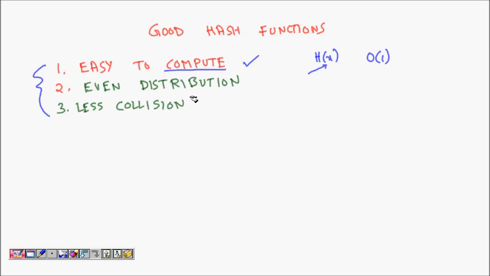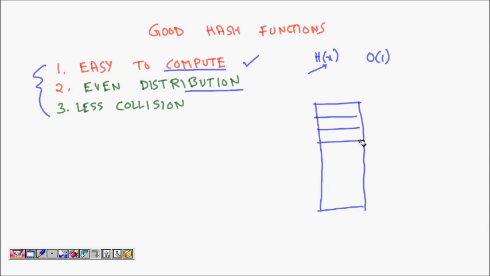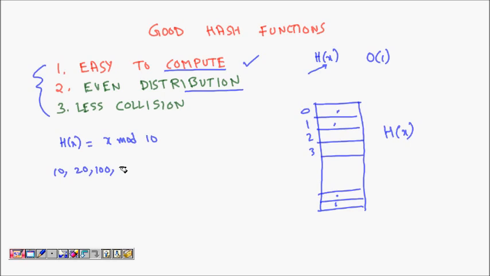Next thing is that if we have lots of cells in your hash table, then whatever h of x for random x, it should distribute all the keys evenly. Okay, so everything should be uniformly distributed. It should not happen that, for example, if h of x we choose as, let's say, x modulo 10, and we have, let's say, the input as 10, 20, 100, 200, 10,000 and 500.